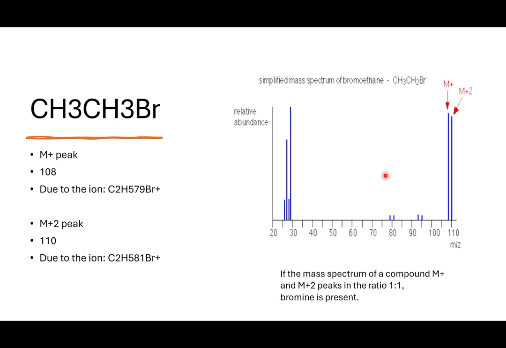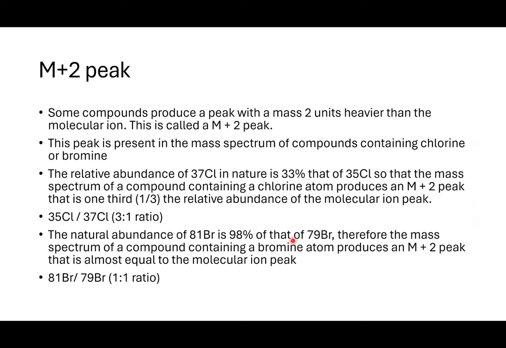Our ethyl bromide. So the M plus peak here, you can see the M plus peak way up here, that molecular ion peak. And that's due to this ion with the presence of bromine 79, which is our most abundant bromine. And then let's look at the other peak here, the M plus 2 peak, really, really close. And that is caused by our bromine 81. And we spoke about the fact that the abundance of the bromine 81 is about 98% of the bromine 79.